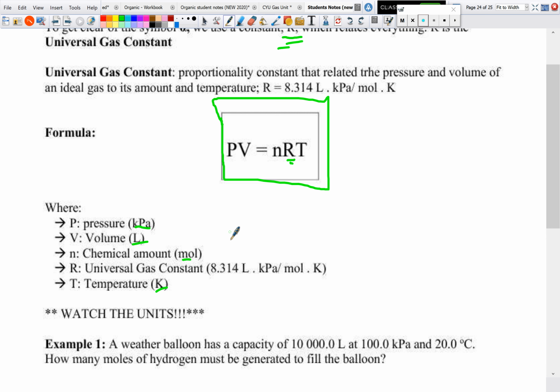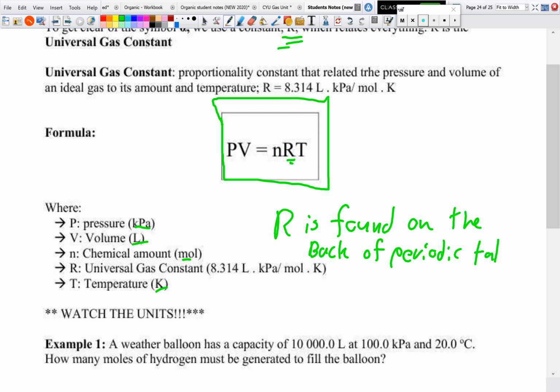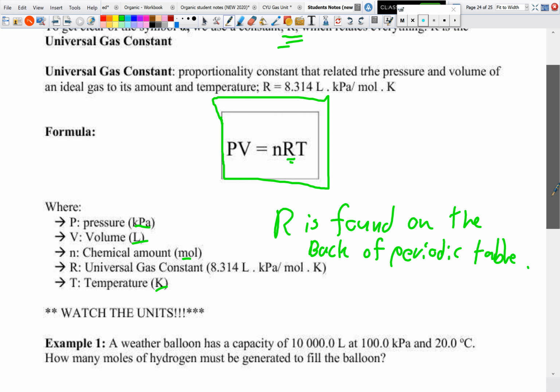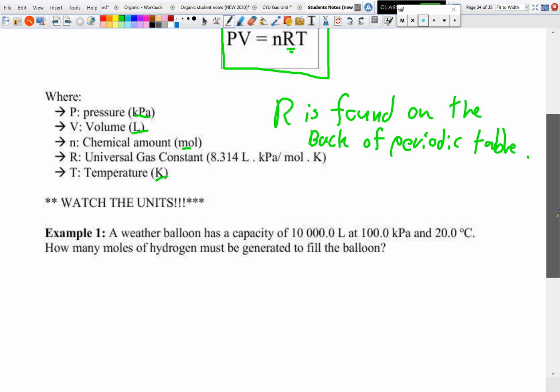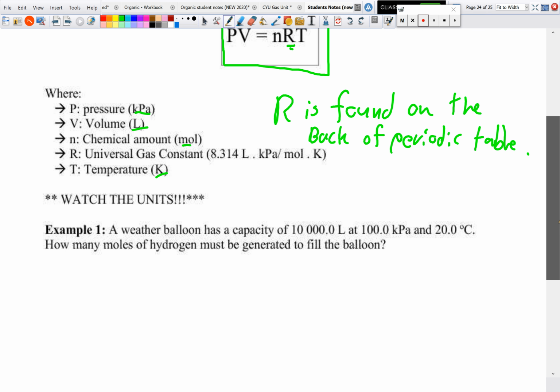So the universal gas constant, this value is found on the back of your periodic table, so just make sure you can find it. So the units here are kind of driving everything that we have. So that's going to be the big thing, of course, writing down all of our givens and making sure that the units match up. So I'm going to go over example 1 and probably example 2 and let you guys work on 3 and 4, and then of course you can do your CYU book.